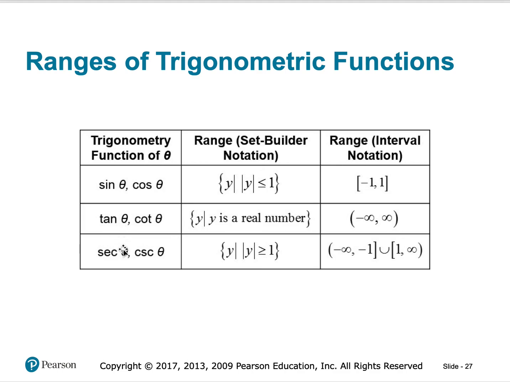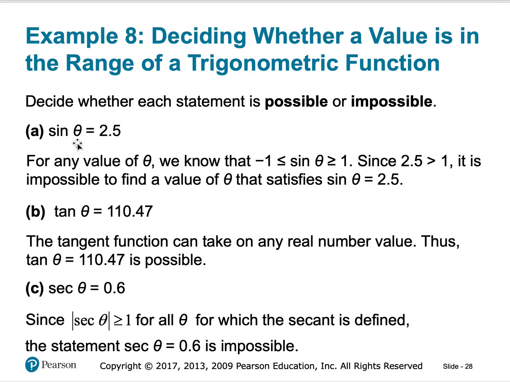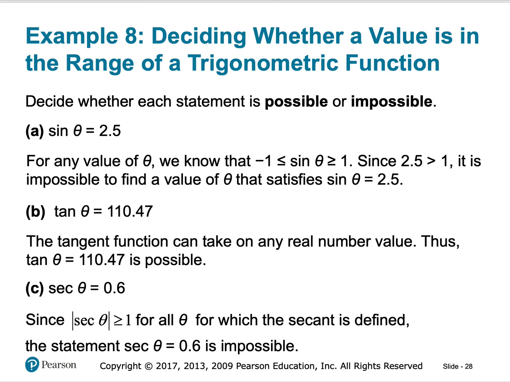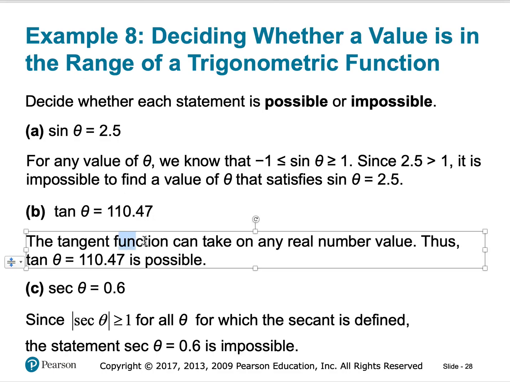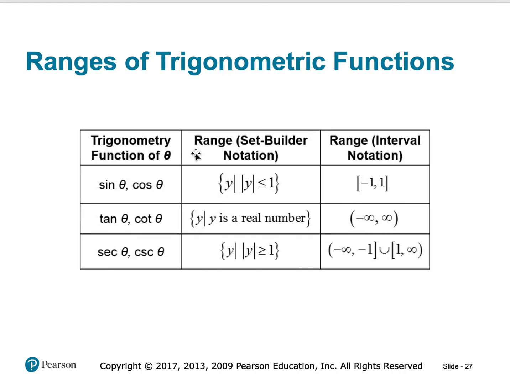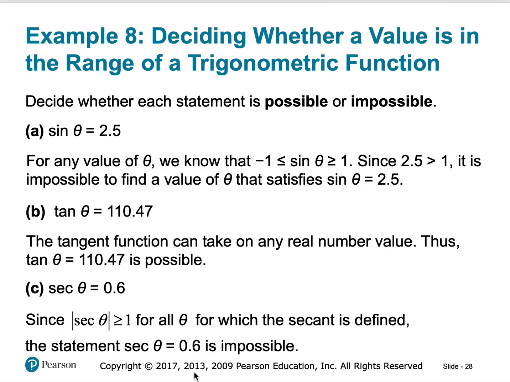There's no restrictions. Secant and cosecant are any number except 0. We're never going to get 0 out of those. So if I just want to know, is it possible to get 2.5 out of sine, I can refer back to my chart and say 2.5 is somewhere before -1, so no, that's not possible. Tangent can take on any value, so this is possible. Secant has to be greater than 1, so this is impossible. So look at that secant range. It's going to have to be 1 or greater, -1 or smaller, so 0.6 isn't going to happen.